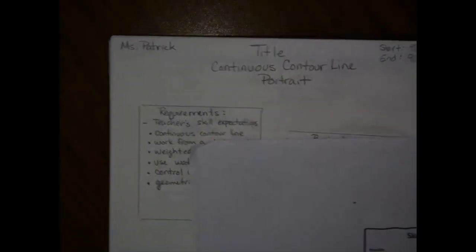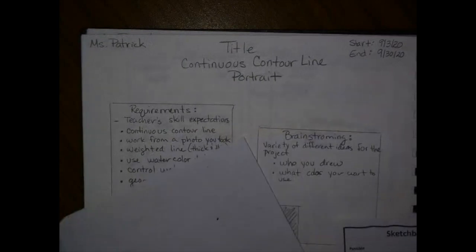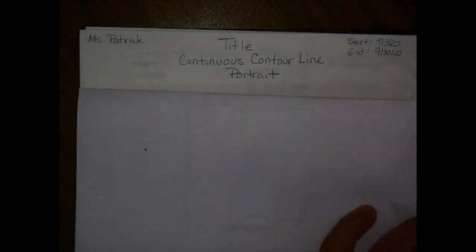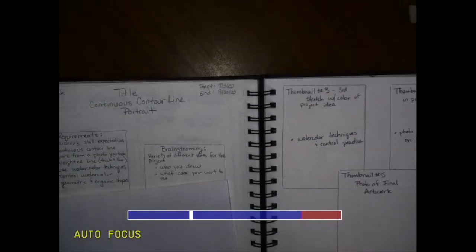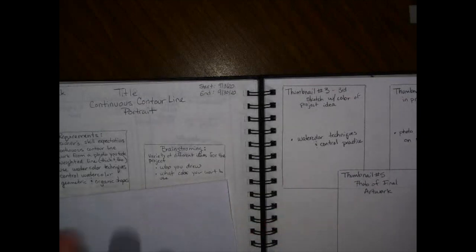Basically, the first two sections will consist of about 20 points, and the bulk of it comes from the last two sections. The first section includes a title. The title of the project we just completed is Continuous Contour Line Portrait. It needs to have a start and end date, as well as your name in there.